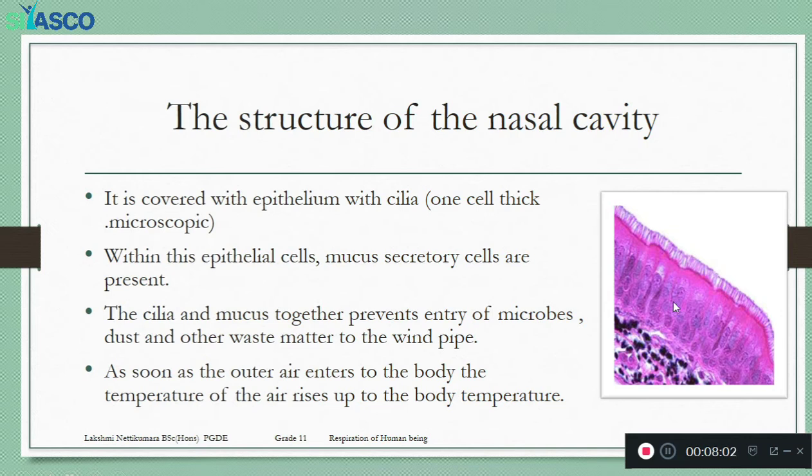As soon as this air enters the body, as I said, the air that comes from the environment is at a lower temperature because it is at the atmospheric temperature. But when it comes to the nasal cavity, that air rises up to the body temperature. That also happens inside the nasal cavity.